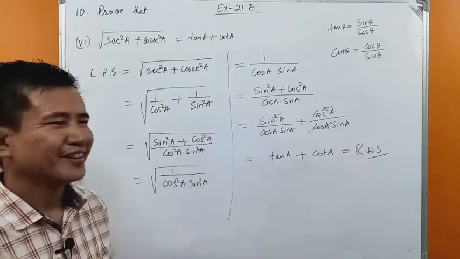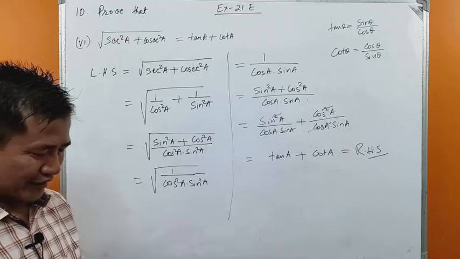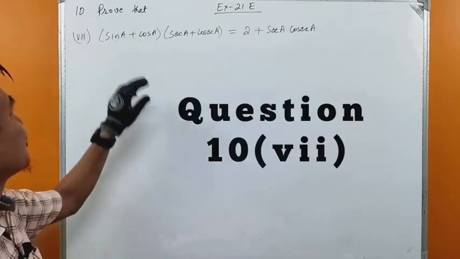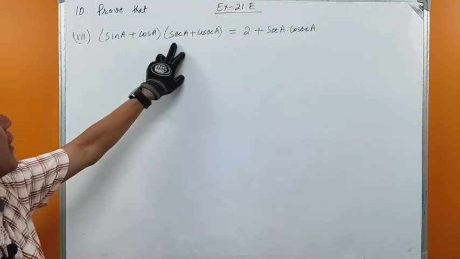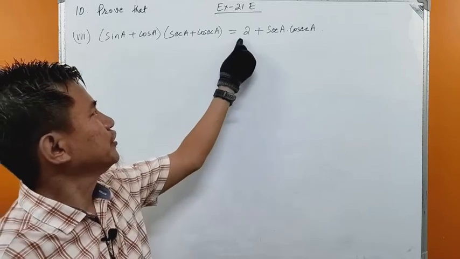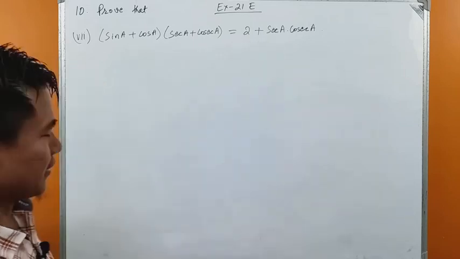I hope you got this. Now let us do question number 7 of 10, okay? So we have sin A plus cos A into sec A plus cosec A in the left hand side, and we are asked to prove this equals 2 plus sec A into cosec A, isn't it?